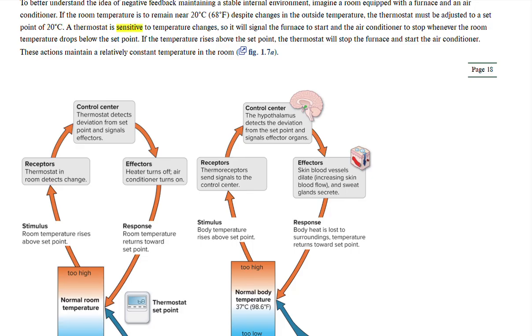A thermostat is sensitive to temperature changes, so it will signal the furnace to start and the air conditioner to stop whenever the room temperature drops below the set point. If the temperature rises above the set point, the thermostat will stop the furnace and start the air conditioner. These actions maintain a relatively constant temperature in the room.